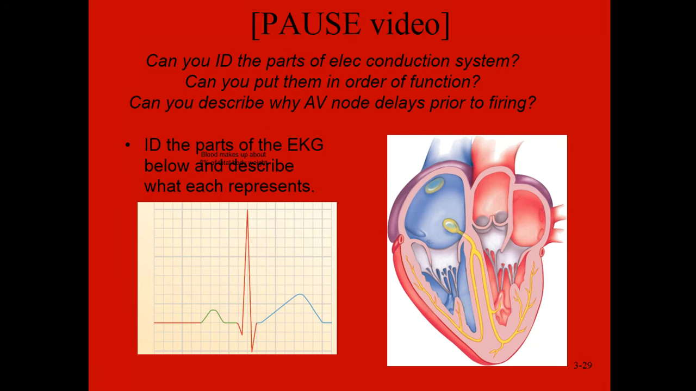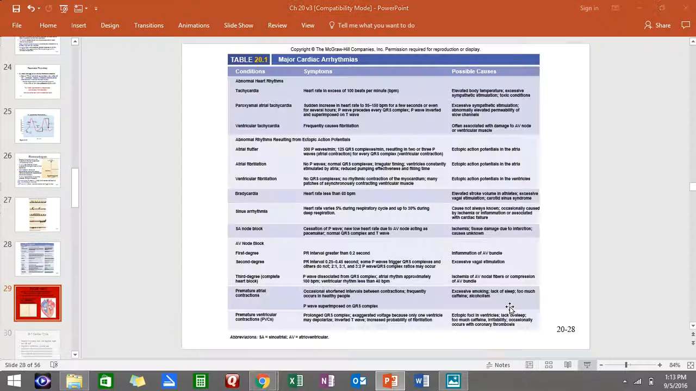You might want to pause the video right now. Watch the animation on the electrical conduction system of the heart, and then make sure that you can identify the parts of the electrical conduction system, that you can put them in order in terms of their firing or function, and then be able to describe both why the AV node delays prior to firing and the sections of the EKG and how they relate to this picture.